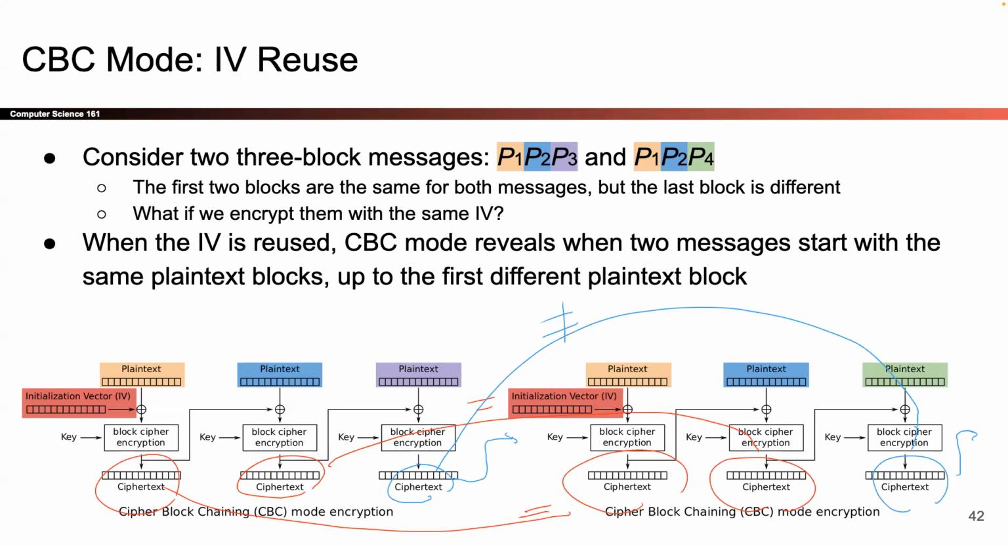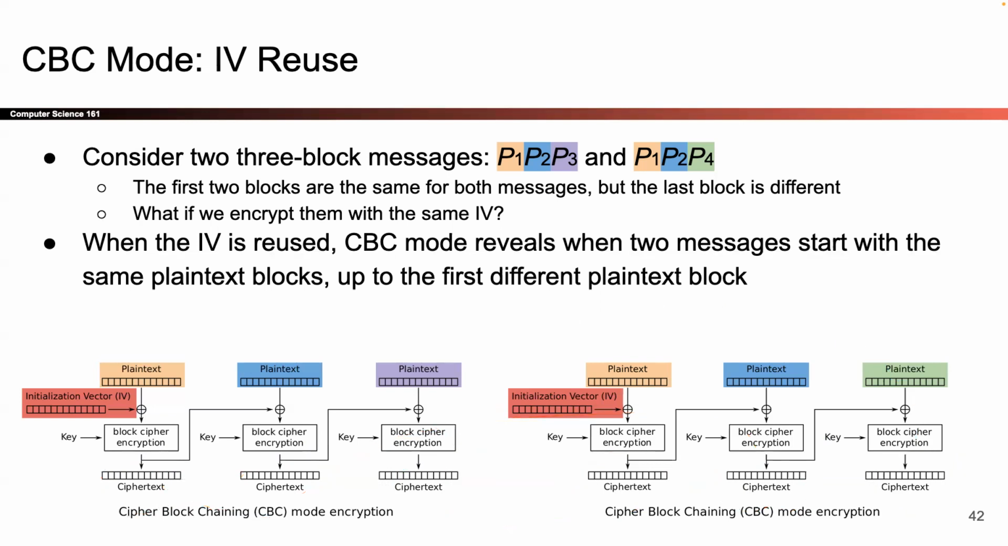I pass those through block ciphers, unpredictably different output. So all of this reasoning told us that if you reuse the IV, you end up leaking when two messages start with the same blocks.